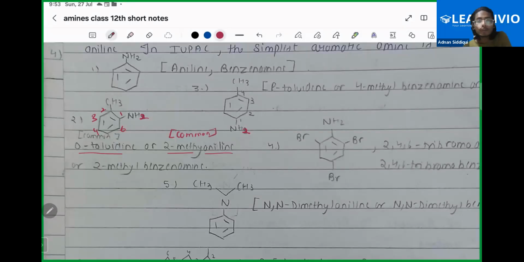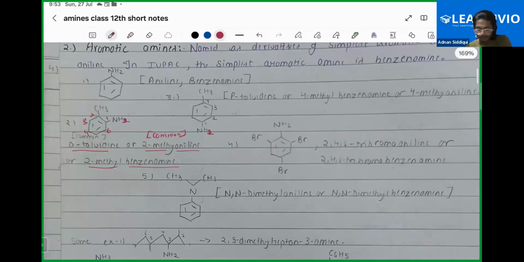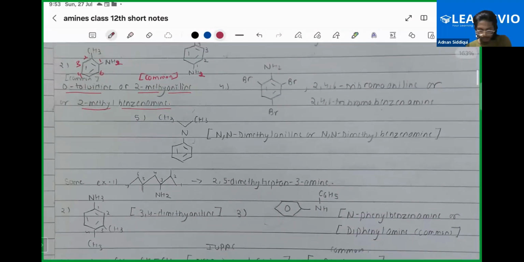But what about IUPAC naming? As per IUPAC, we call it benzenamine. So if you have to go through IUPAC, we will call it 2-methylbenzenamine. Is it simple or tough? Yes, sir. Simple. Okay.